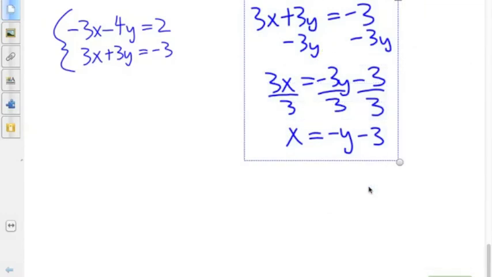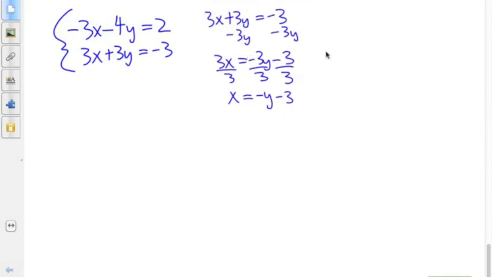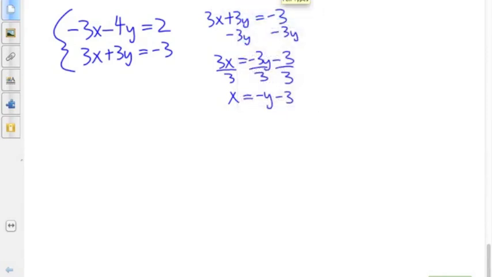So I'm going to take what I know from here, and plug in negative y minus 3 into the top equation. Remember, you've always got to use a different equation when you use substitution to plug that one into. So x is negative y minus 3, so we have negative 3 times negative y minus 3 minus 4y equals 2.